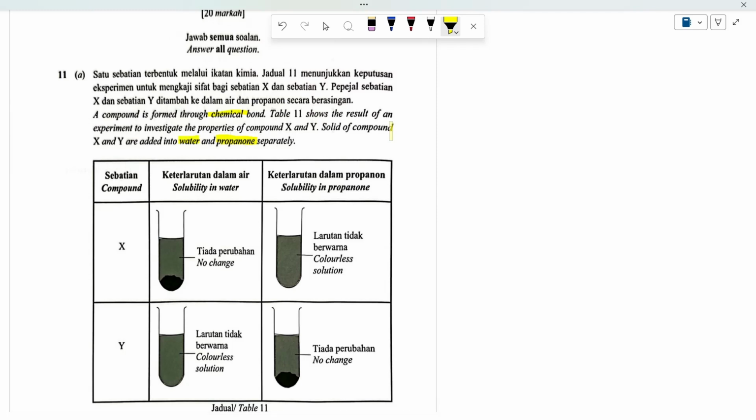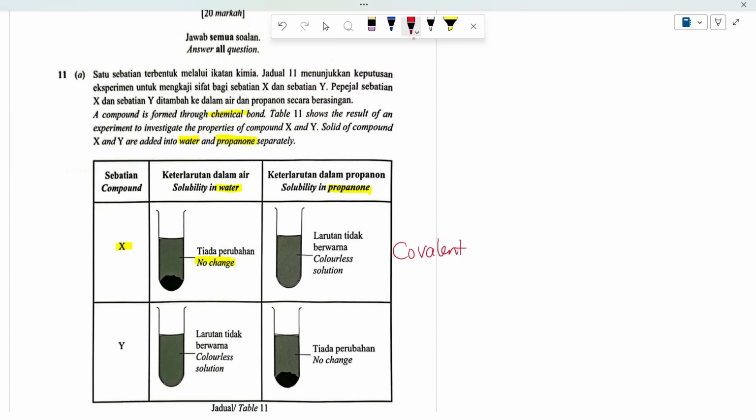One is water, another one is propanol. Propanol is what solvent? Organic solvent. Now we see, is X soluble in water or not? No change. Then in the propanol, it forms a colorless solution, right? So what is this X? It's a covalent compound.